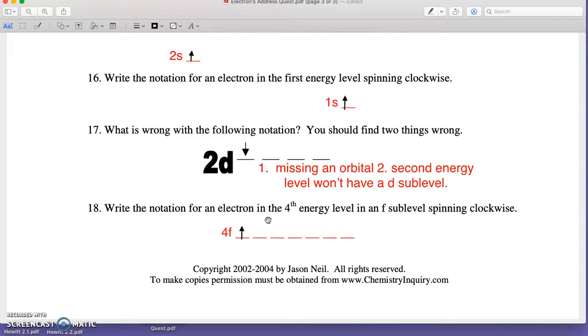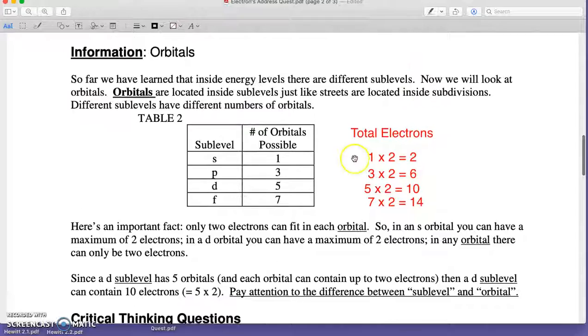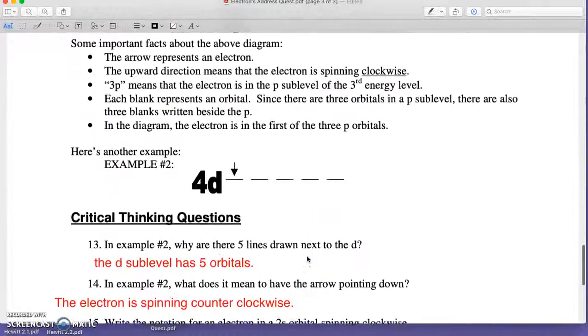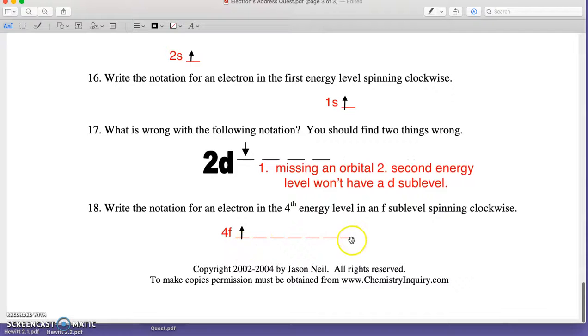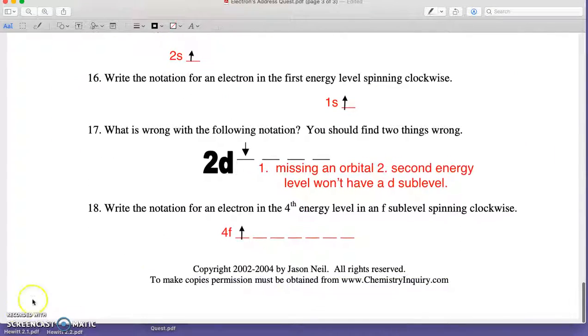And then lastly, here's the notation for a fourth energy level F sublevel spinning clockwise. F, as we recall, has 7 possible orbitals, so I have to have 7 lines, and it's spinning clockwise, so I just put it right there and say it's an upward arrow. This information, especially these charts, is going to be useful. This is your first page of notes on this stuff.